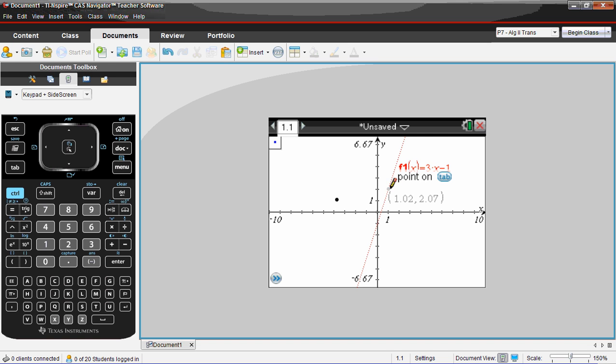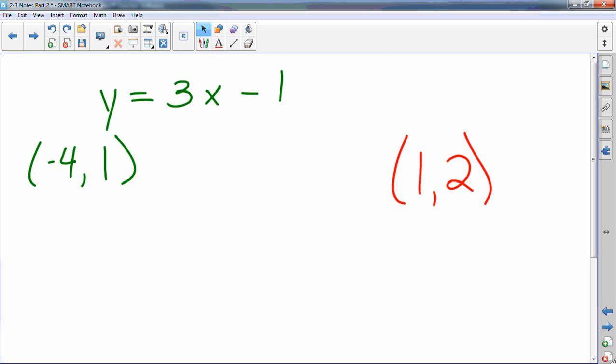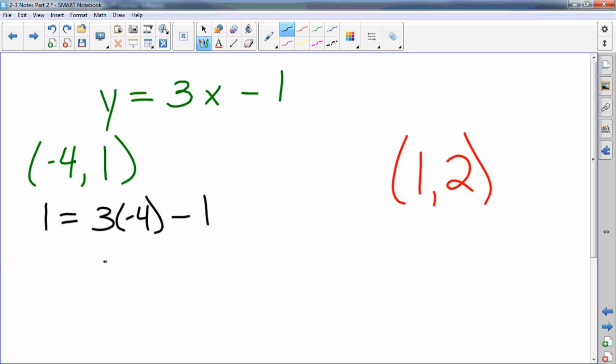It's really hard to get this exact. That's pretty close. Does it fall on the line? Yes. So let's look at our equation. If we were to plug those in, we should have 1 equals 3 times -4 minus 1. So -12 minus 1 is -13. Does -13 equal 1? No. Did that one fall on the line? No. So we're good.